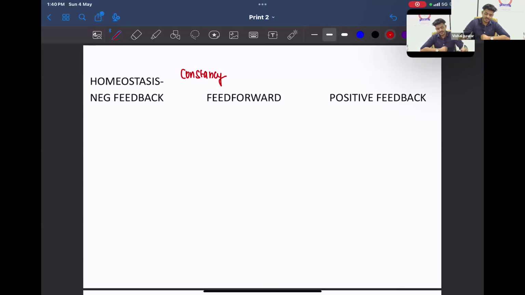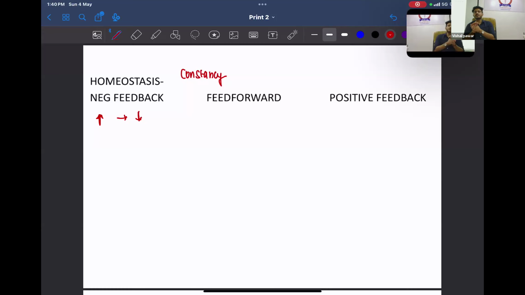The first one is known as negative feedback. Negative feedback means an increase in something will lead to a decrease in something. For example, we have summers, right? In summers, what is going to happen? You will have more temperature outside. So your body will do perspiration, it will remove sweat, so that what will happen? Skin cooling will be there.